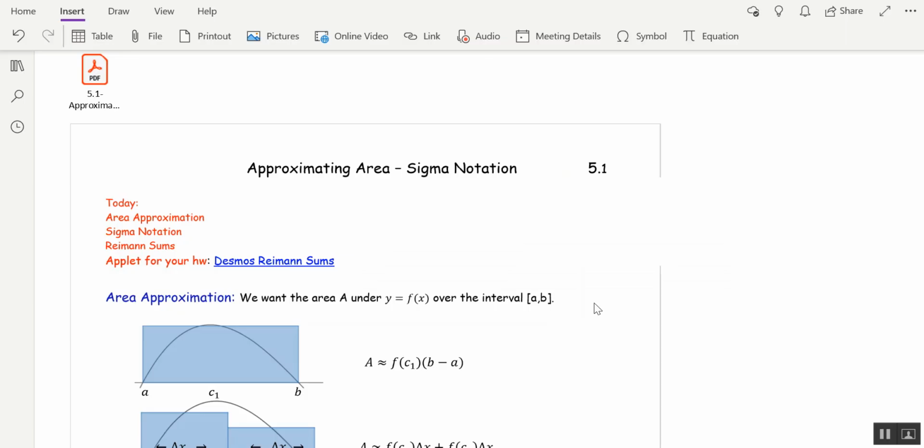Welcome to Chapter 5. Today is approximating areas with rectangles, sigma notation, and Riemann sums. And here's an applet you can use for a few of your homework problems. Okay, so let's start with approximating area.